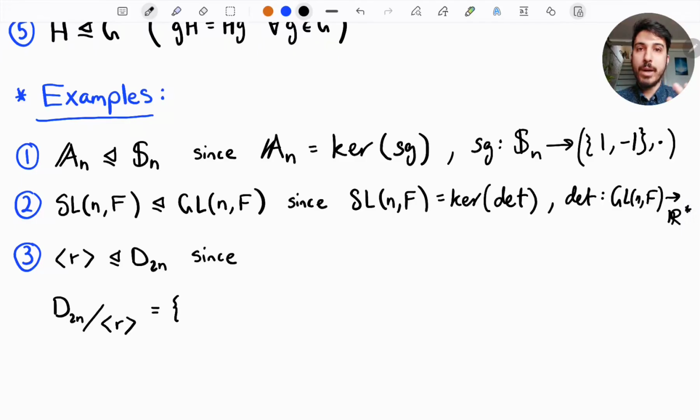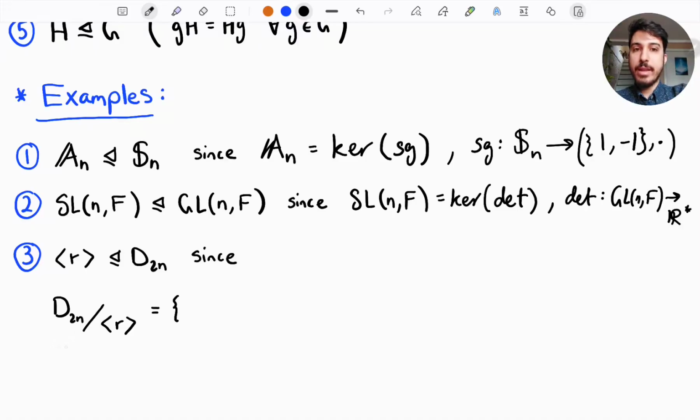So you can see how powerful this result is. Knowing that it's the kernel of some epimorphism is equivalent to knowing it's a normal subgroup. Lastly, we have that the subgroup generated by R is a normal subgroup of D2N. We've seen that in the case of D8, but we would like to generalize this. So how would we do that?